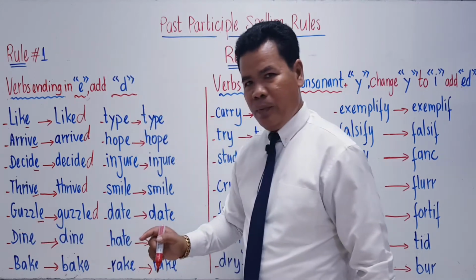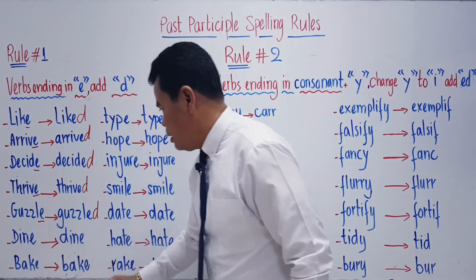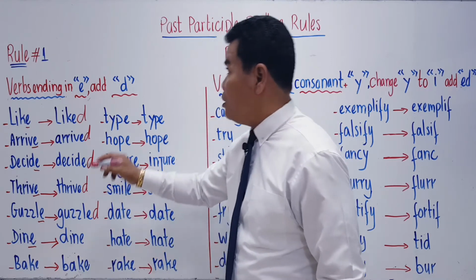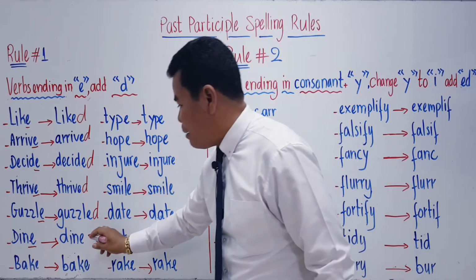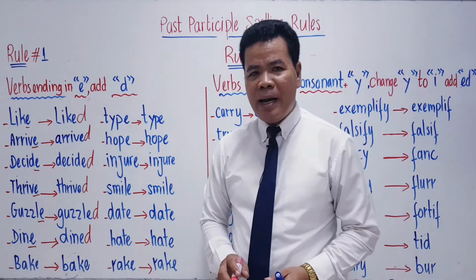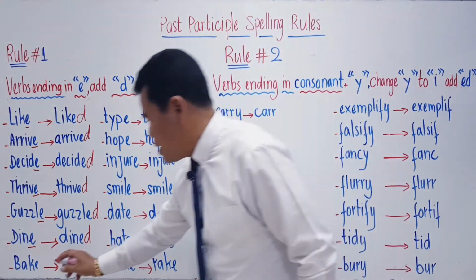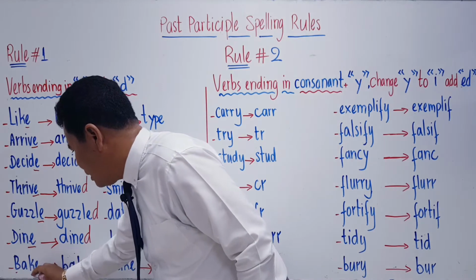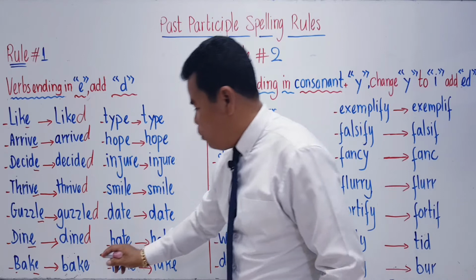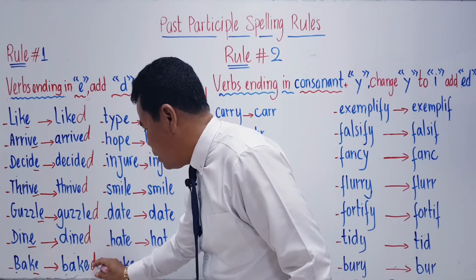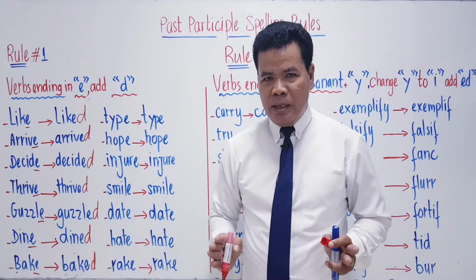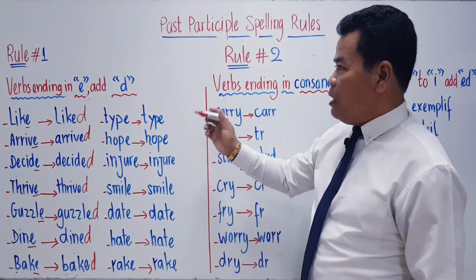Dine. You have got E at the end of the verb. So when you make it into the past participle, you have to add one more D. We have dined. Bake, we got E at the end. So when you make it into the past participle, we have to add D only. So baked. Understand? Let's go to the other one.